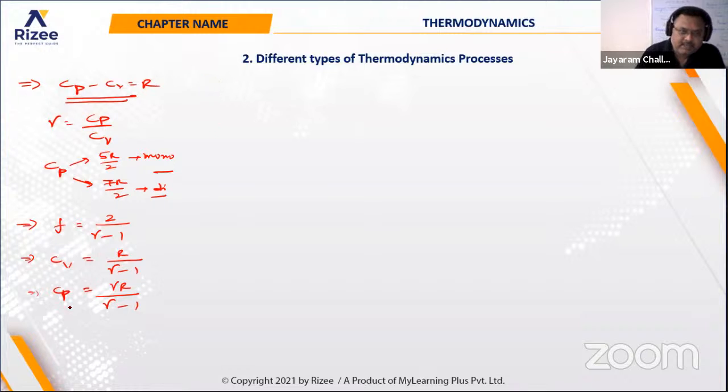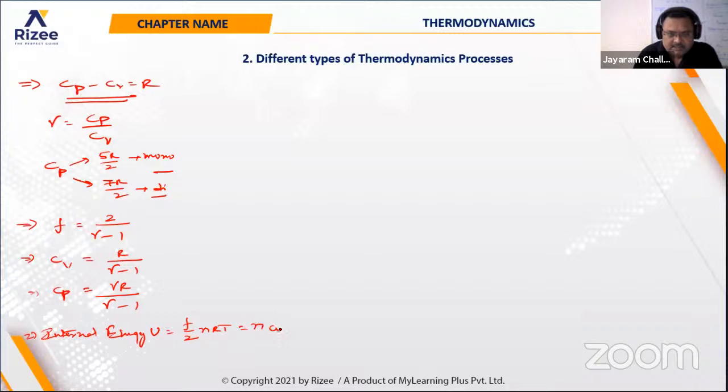And from this, you can write further the internal energy. Internal energy U is equal to f by 2 into nRT, or you can use it as n Cv into T, or if I replace that Cv value here, it will be nRT by gamma minus 1, where nRT, from the ideal gas equation, can also be written as PV by gamma minus 1.